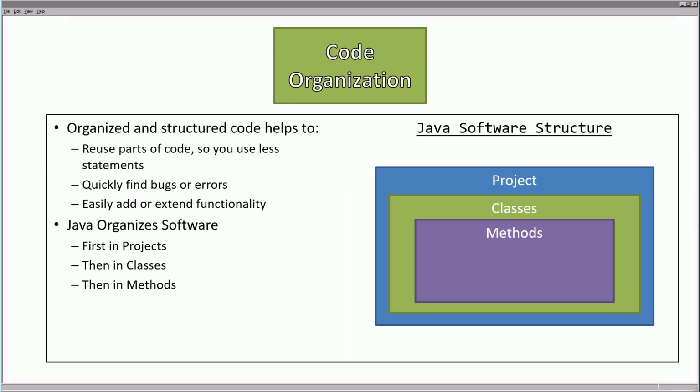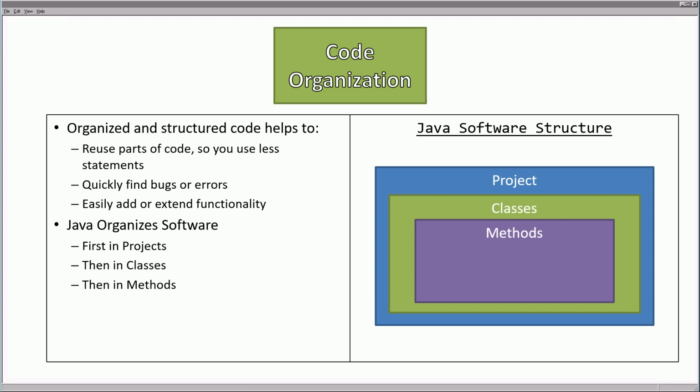Today, we're going to talk about classes and objects. In a previous lecture, we started going over code organization. As we've started writing code, it's become more and more complex, and we need to better organize statements. That way, we can reuse parts of code, quickly find bugs and errors, and easily add or extend functionality.